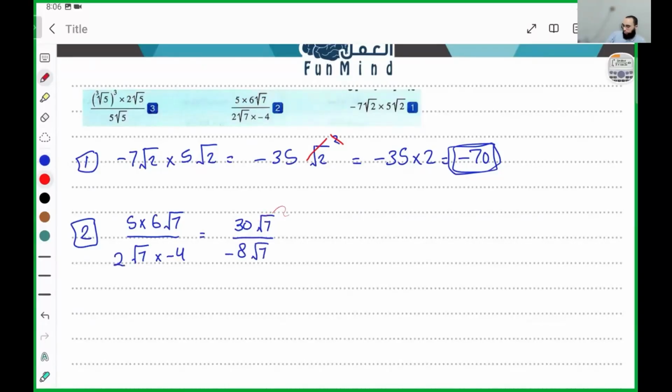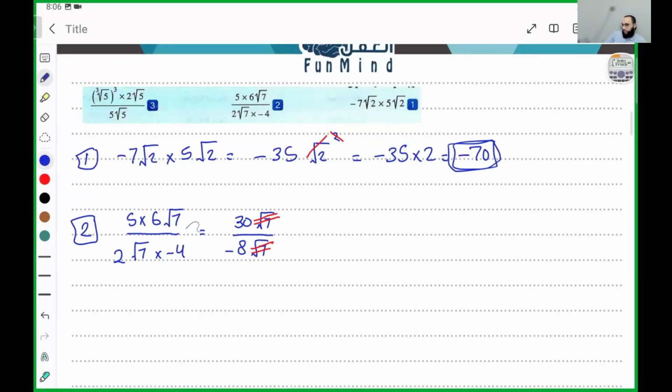So, what about root 7 over root 7? We can delete them together. Root 7 over root 7 equals 1. Then what is the answer right now? 30 over negative 8. You can write it negative 30 over 8. Both are correct. And you can simplify it again by dividing both numbers by 2. Divide 2 up, it's negative 15. Divide 2 down is 4. Then it's negative 15 over 4. If you want to convert it into a mixed number, the nearest number for 15 in the table of 4 is 12, and the remainder is 3. Then you can write it negative 12 over 4, and beside it 3 over 4.